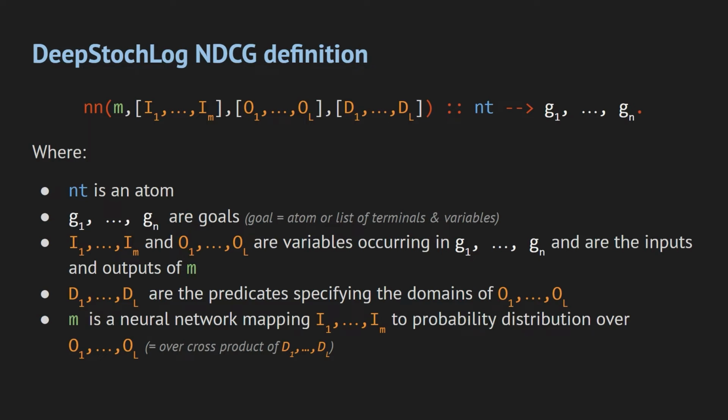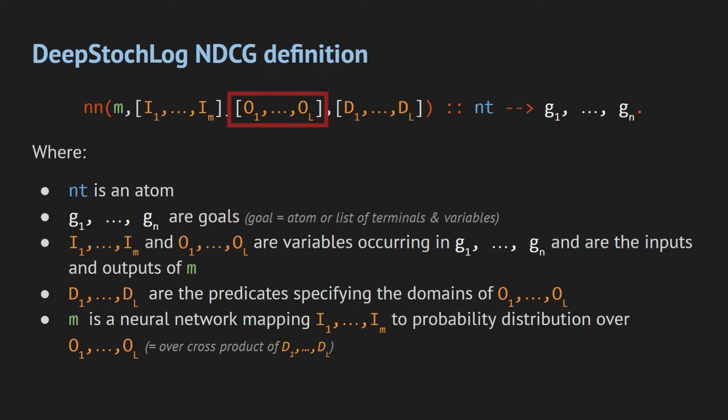So here you can see the definition of such a neural definite clause grammar rule. It allows the expansion rule to have an atom as its head of the clause, thus allowing non-terminals to have arguments to unify. The expansion of the rule is a conjunction of goals G1 to Gn, which can be other atoms or any other logic programming component. Then for the neural probability, NN, there is a neural network M having inputs I and outputs O, which are variables occurring in the expansion rule to the right of it.